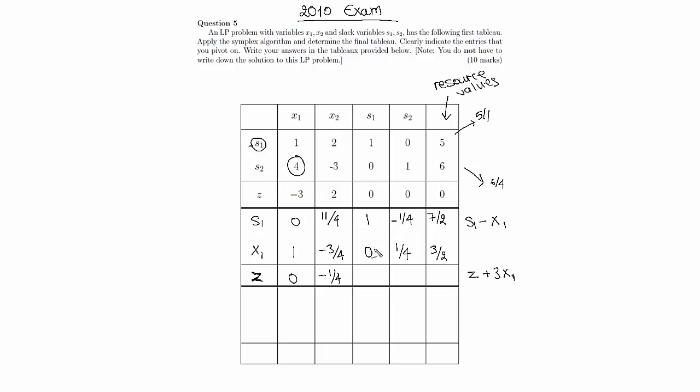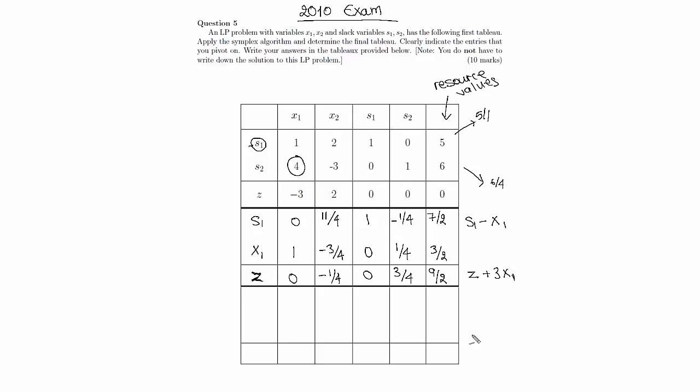Then we have 0 plus 3 times 0, this is 0, plus 3 times x1, which is still 0, so it will be 0. Then we have 0 plus 3 times 1 on 4, so 3 on 4. And then we have 0 plus 3 times 3 over 2, which is just 9 on 2. And now we've done one step of the simplex algorithm, and we need to do the same procedure one more time.